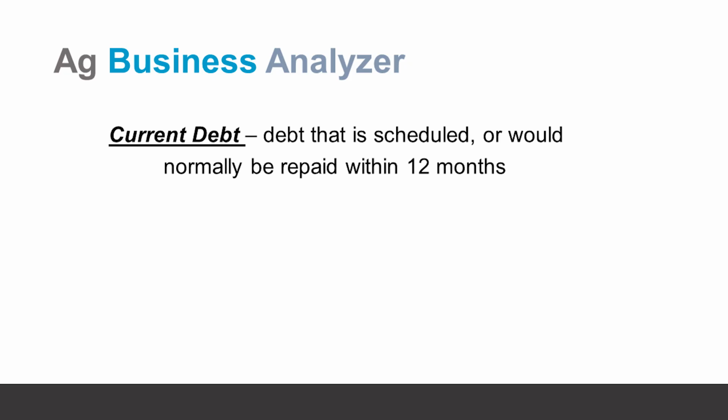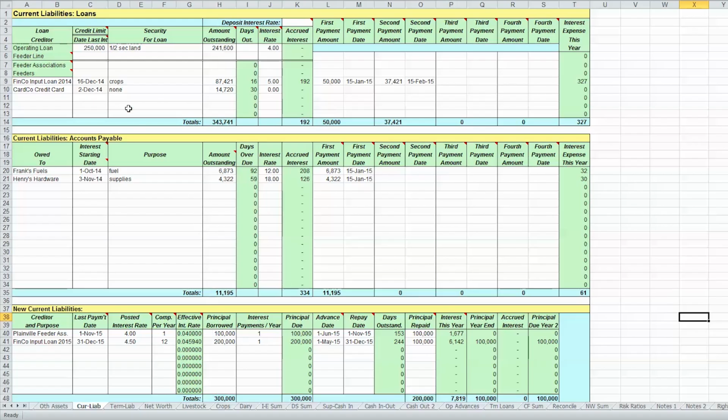Again, the definition of current liabilities is debt that is scheduled or would normally be repaid within 12 months. So there are three sections to the current liabilities page. There's the top section, which includes operating loans and short-term accounts. Then there's the accounts payable section at the bottom, and there's the new current liabilities section.